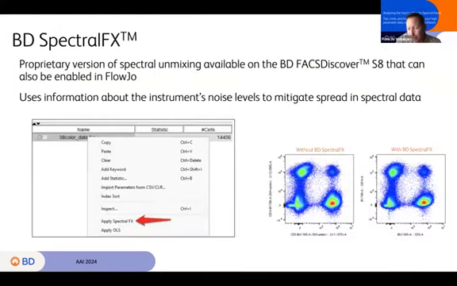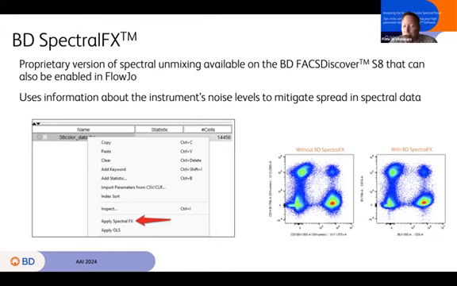So better, perhaps, is that you could use the BD Spectral FX tool. It's a proprietary spectral mixing tool that is available on the FACSDiscover. If you collect your data on the FACSDiscover, it will add keywords to the data that tell us how to do, effectively, the same thing as that optimization tool in FlowJo, but based on your actual data and your actual cytometer, et cetera. And it's a much, much better approach.